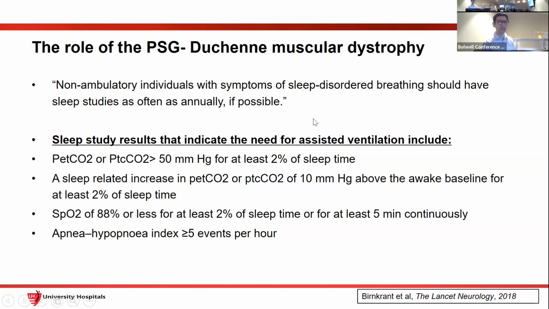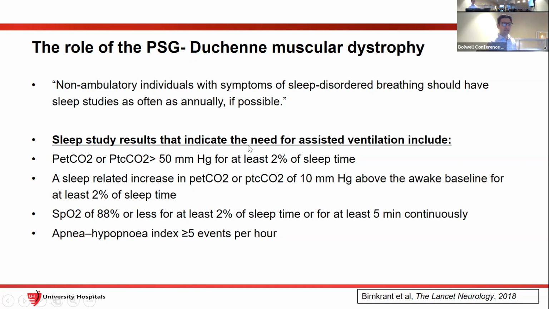So here's just an example from the Duchenne guidelines. They recommend non-ambulatory individuals with symptoms of sleep disordered breathing should have sleep studies as often as annually, if possible. So what does it mean, symptoms of sleep disordered breathing? Those are the things that we talked about earlier. You asked those questions. Is your child tired during the day? Are they having morning headaches? Are they having difficulty concentrating? Obviously, if they're snoring or having apneas, then you're going to get a sleep study.